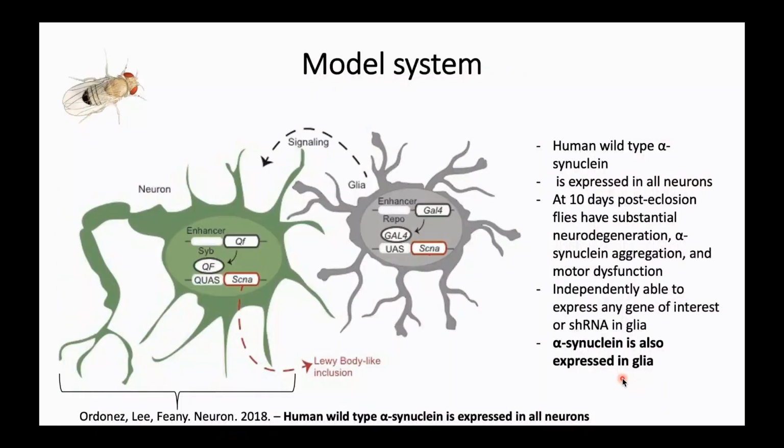So that brings me back to my model diagram. And so, as I said, the way that this model works is we can express any gene of interest in glia. So in this first set of data, what I'm doing is expressing alpha-synuclein itself in glia. So all of the data that I'm going to show you will have human wild-type alpha-synuclein either expressed in glia, in neurons, in both cell types, or neither, allowing us to understand how alpha-synuclein acts in different cell types.